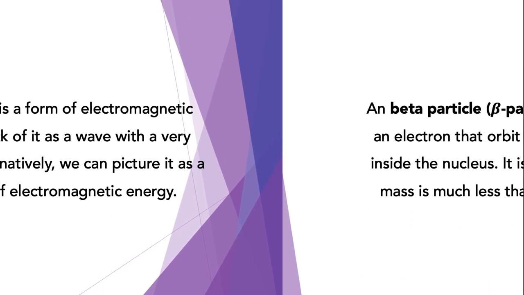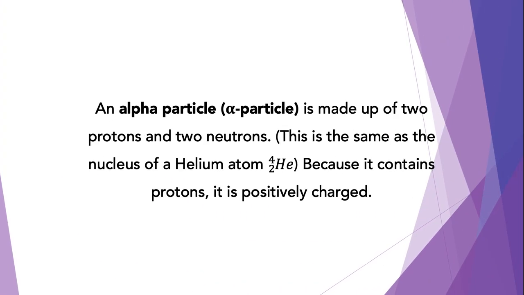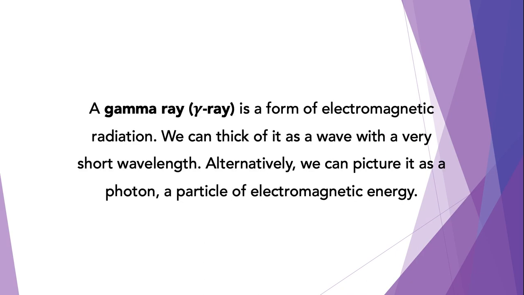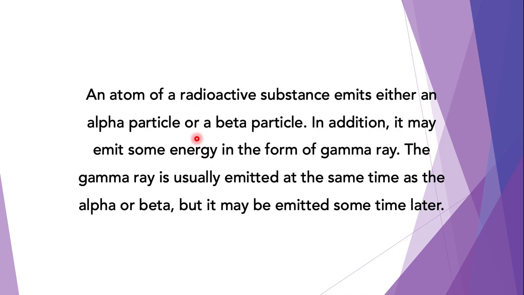I hope you have understood all of them. All of them are different from each other. We're going to see more about them later, like their penetrating power and their ionization. So an atom of a radioactive substance emits either an alpha particle or a beta particle. In addition, it may emit some energy in the form of gamma ray. So the gamma ray is usually emitted at the same time as the alpha or beta, but it may be emitted sometime later as well.